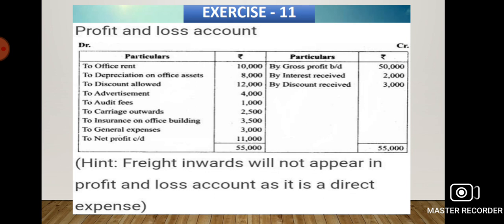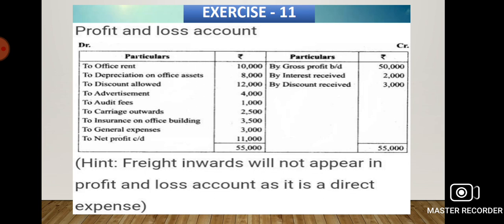Okay, so in this question, prepare from the following details the profit and loss account. So in the profit and loss account, on the debit side all the expenses will be entered and on the credit side all the income items. Okay, first gross profit will be entered into the credit side, 50,000 by gross profit. So we must write that it came as transfer from trading account.